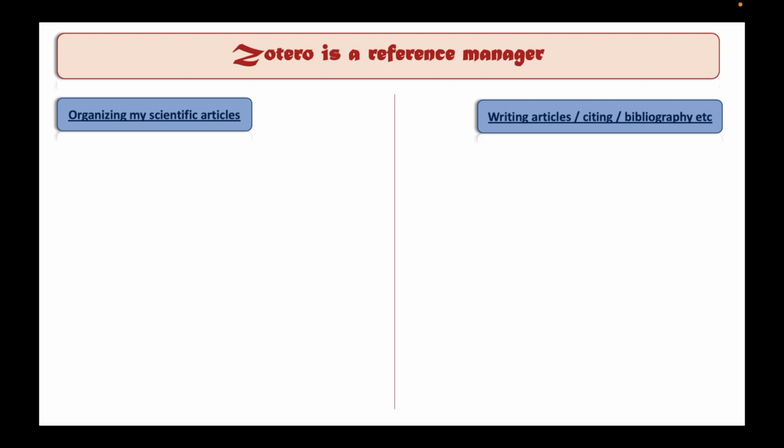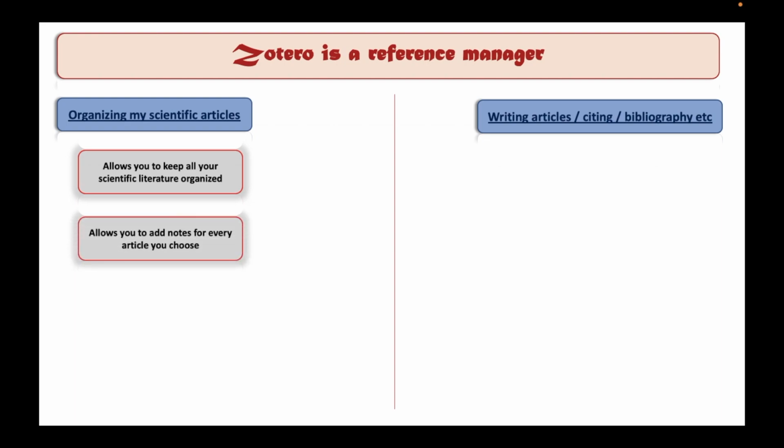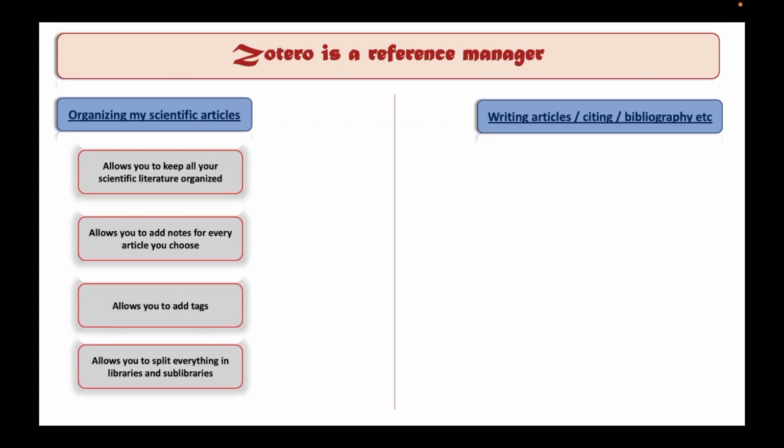So what Zotero basically allows you to do is to keep all of your scientific literature organized. It allows you to add notes for every article you choose, add tags, and split everything into libraries and sub-libraries, which is basically what you would do if you organized your scientific articles in folders and subfolders on your Mac or PC. But as you will see, this is way easier than folders and subfolders.